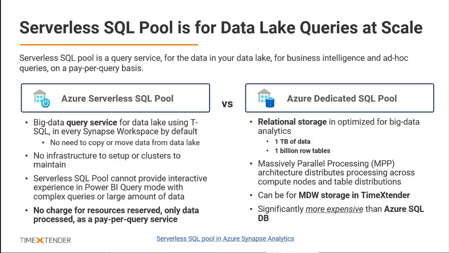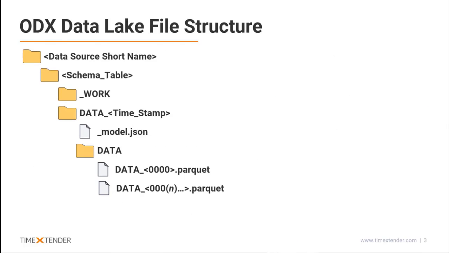Okay, now before we start to query and explore the ODX storage on an Azure data lake, we need to understand what is the file structure created by the ODX. So in essence, this is the file structure that gets generated. We're going to have a folder for each data source. Every data source that's created is going to be directly in the root container. So if you navigate to that container, you'll see a list of all your data source folders.